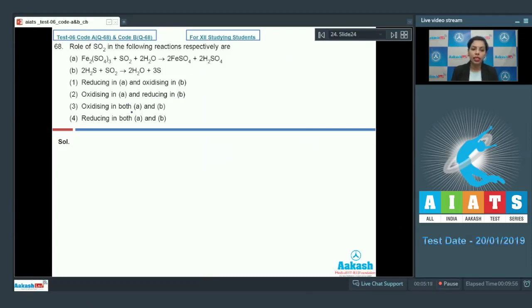In option 3, oxidizing in both A and B and reducing in both A and B. It means we need to just find out the nature of sulfur dioxide in both of these cases. Suppose first case is there in which this SO2 is getting changed into SO4 ion, sulfate ion we know. And if I just want to know what happened to the element present there, suppose I'm talking about SO2. In this case, sulfur is there and its oxidation state in this case is +4.